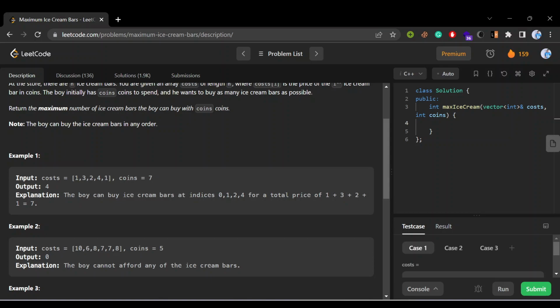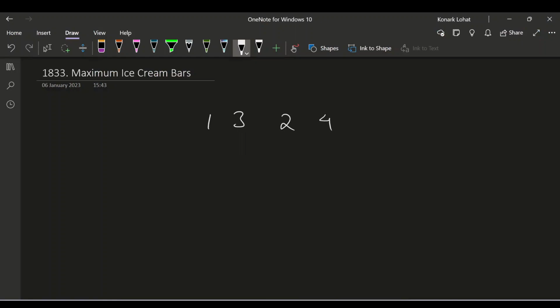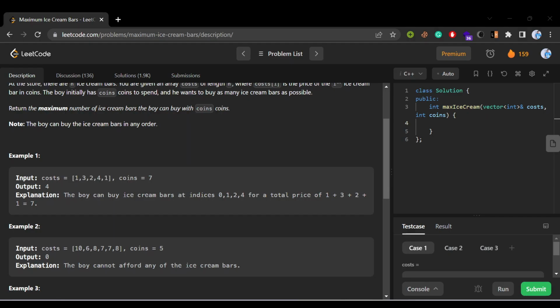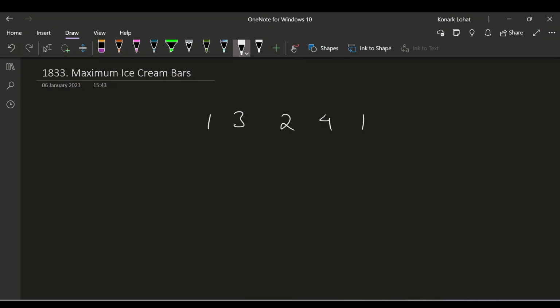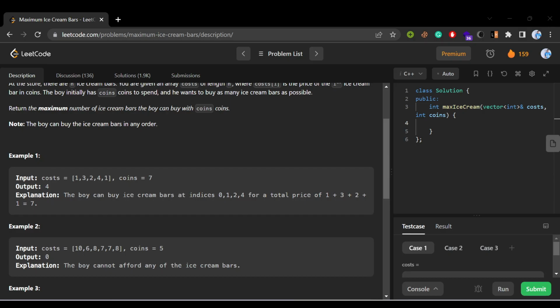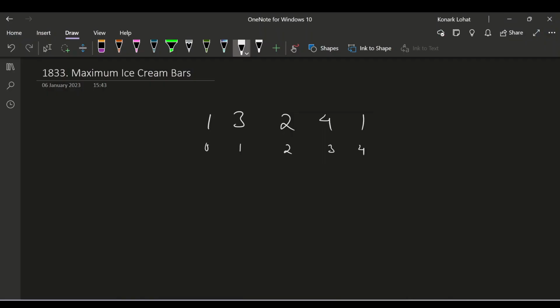So you are given this cost array 1, 3, 2, 4, 1, and this is the given coins that you have. So that's the representation of 1, 3, 2, 4, 1, and you have 0 ice cream bars. This is the first, this is the second, this is the third, and this is the fourth ice cream bar that you have with yourself. Now, the total number of coins that are given to you is 7.